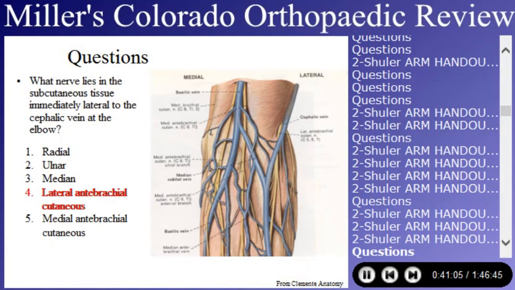What nerve lies in subcutaneous tissue? Immediate lateral cephalic vein. We just covered it on the diagram. Lateral antebrachial cutaneous nerve.